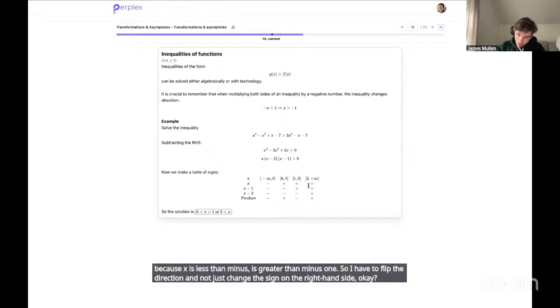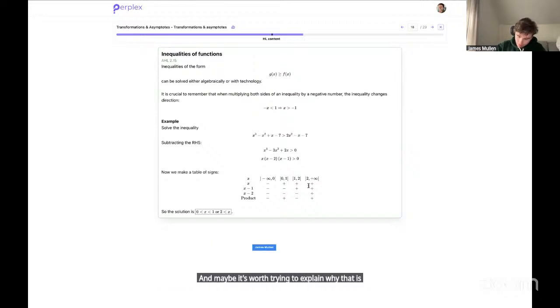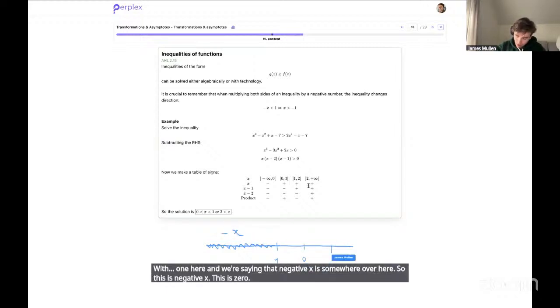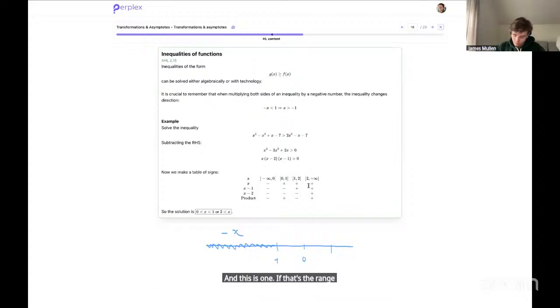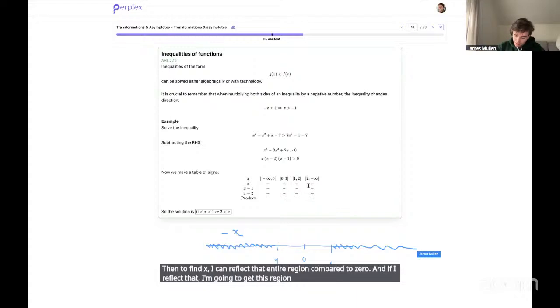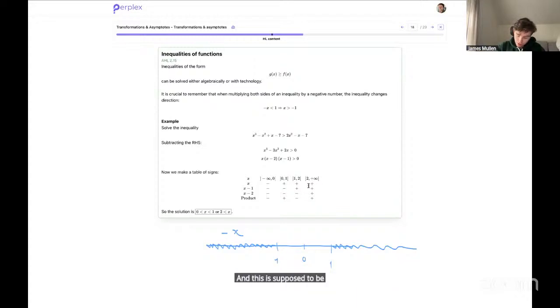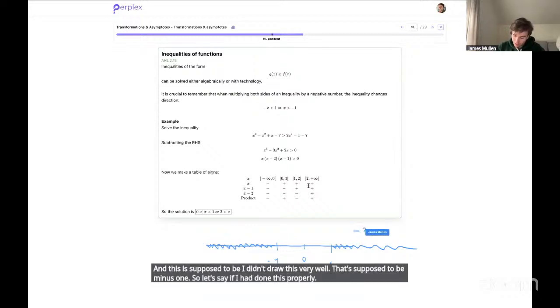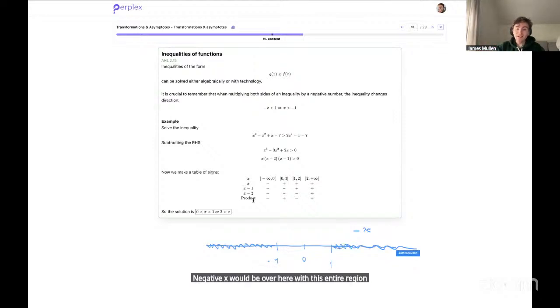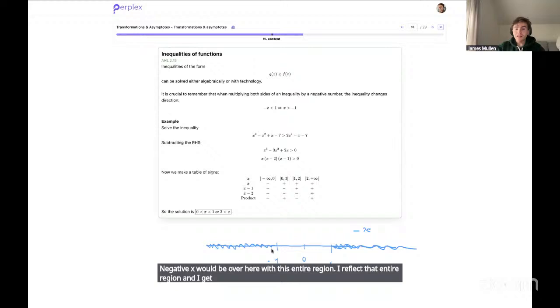And maybe it's worth trying to explain why that is. Let's imagine a number line with 1 here, and we're saying that negative x is somewhere over here. So this is negative x, this is 0, and this is 1. If that's the range where negative x is, then to find x, I can reflect that entire region compared to 0. And if I reflect that, I'm going to get this region. In other words, and I didn't draw this very well, that's supposed to be -1. So let's say, if I had done this properly, negative x would be over here with this entire region. I reflect that entire region, and I get x is less than -1. Okay?